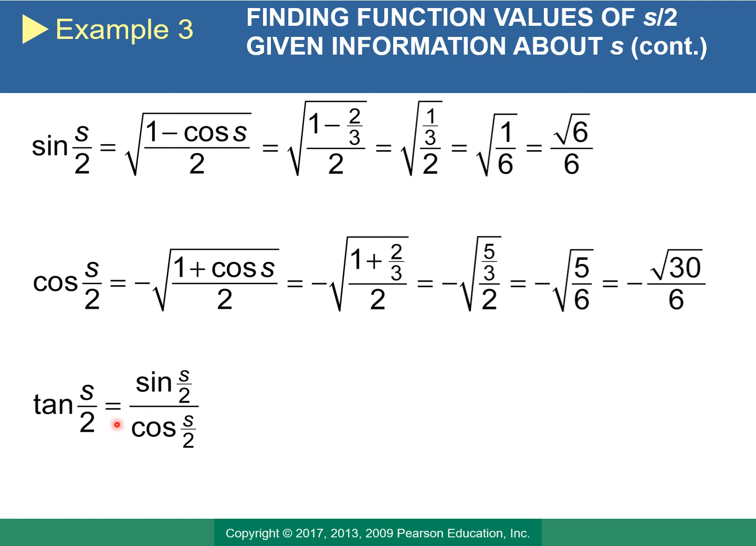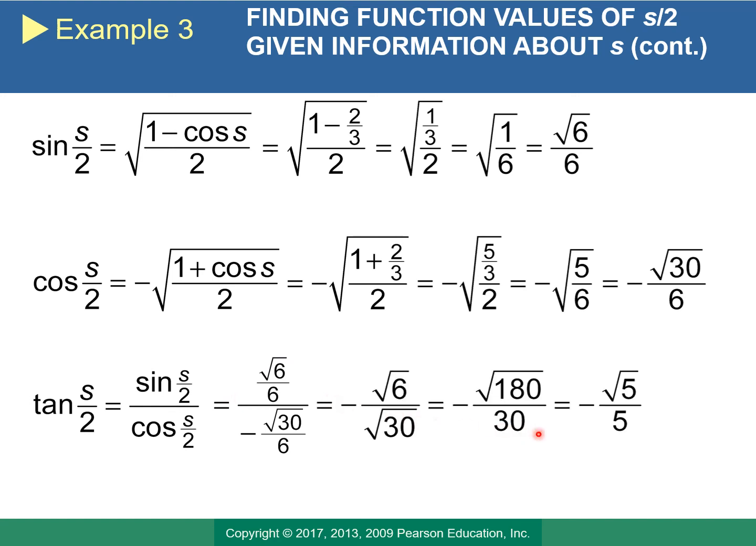And then tangent of half of s, or s over 2, we can use our 2 values that we already figured out, since tangent is sine over cosine. So we're just going to divide our first 2 answers and then simplify. Okay, so flip and multiply, and we end up with, after rationalizing and simplifying, negative square root 5 on top and 5 on bottom.